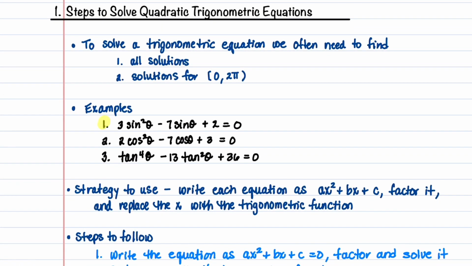In the 3 example problems that we're going to solve, we will find all solutions, and then we'll find all solutions for theta from 0 up to 2 pi. The strategy that we're going to use is to write each equation as ax squared plus bx plus c, factor it, and then replace the x with the trigonometric function.